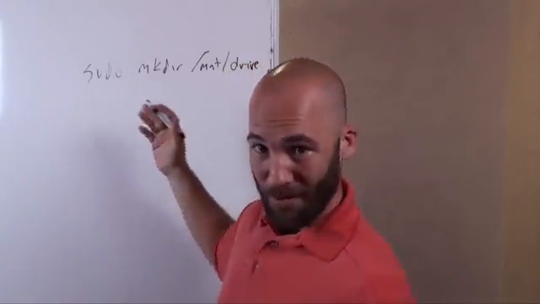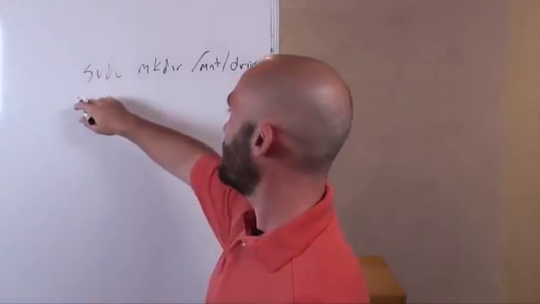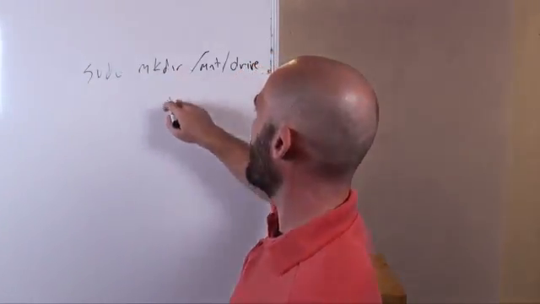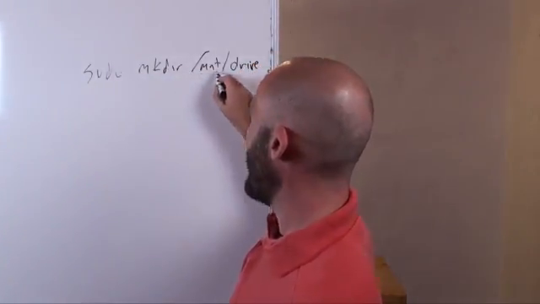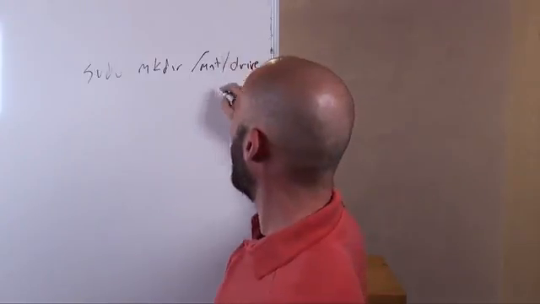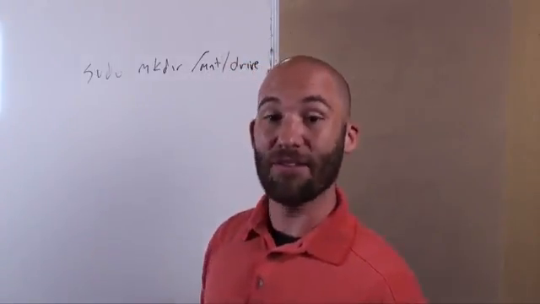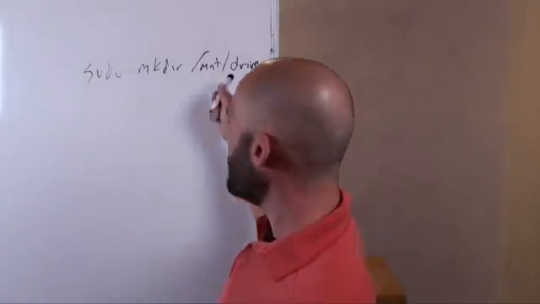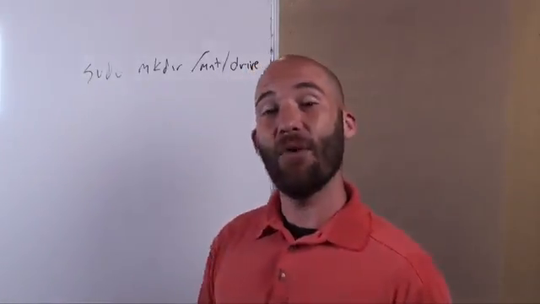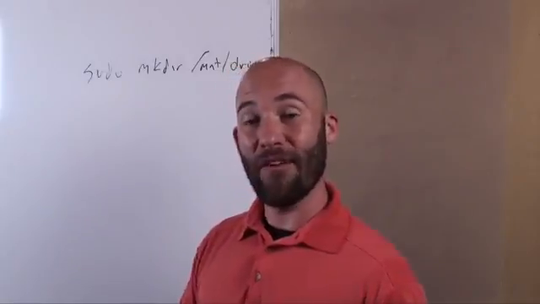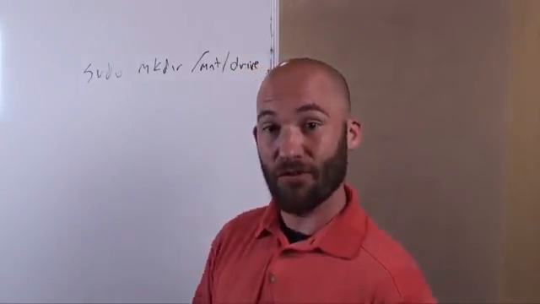So the first thing you do is you make a directory: sudo mkdir /mnt/drive. This is the folder that the hard drive is going to get mounted to. Once you do this, the next thing you have to do is find out the information about the hard drives that you're trying to mount.